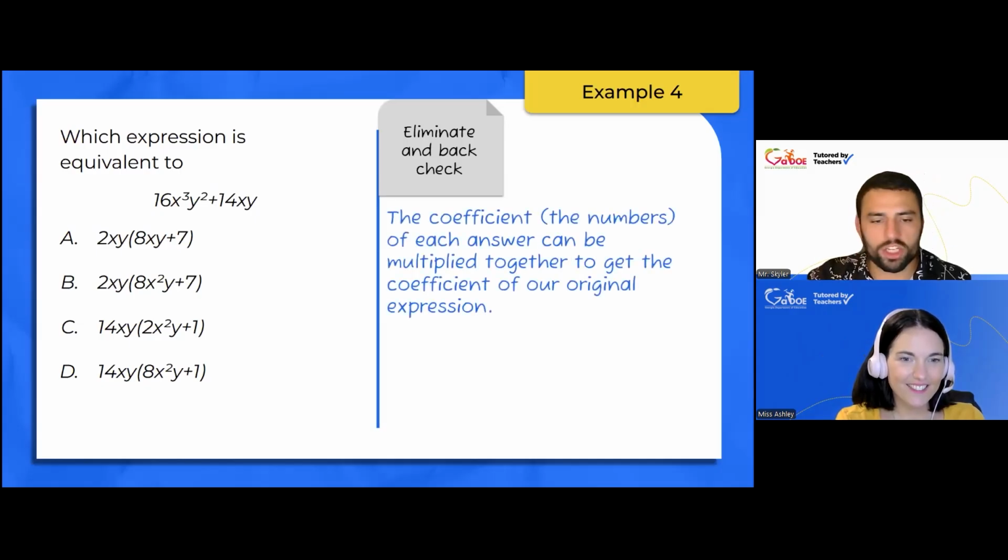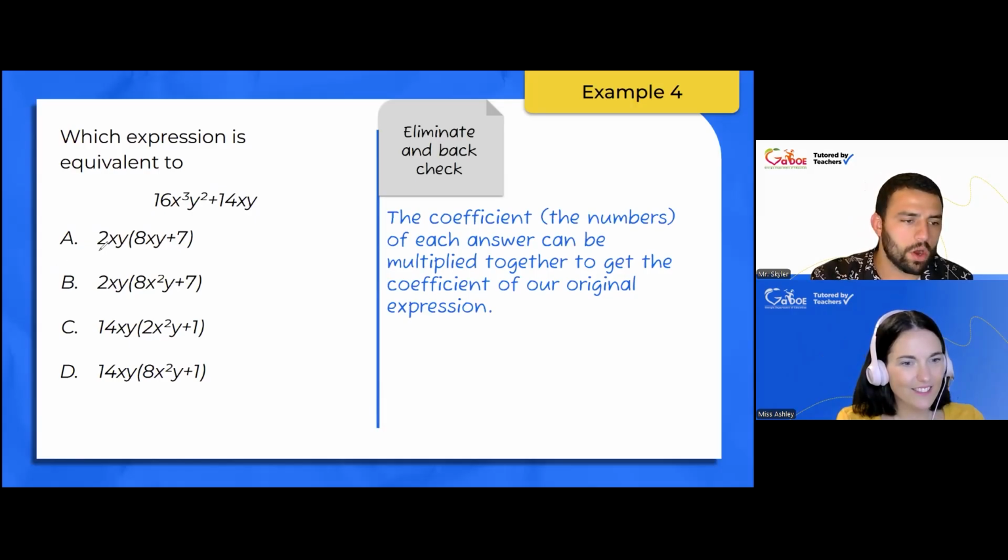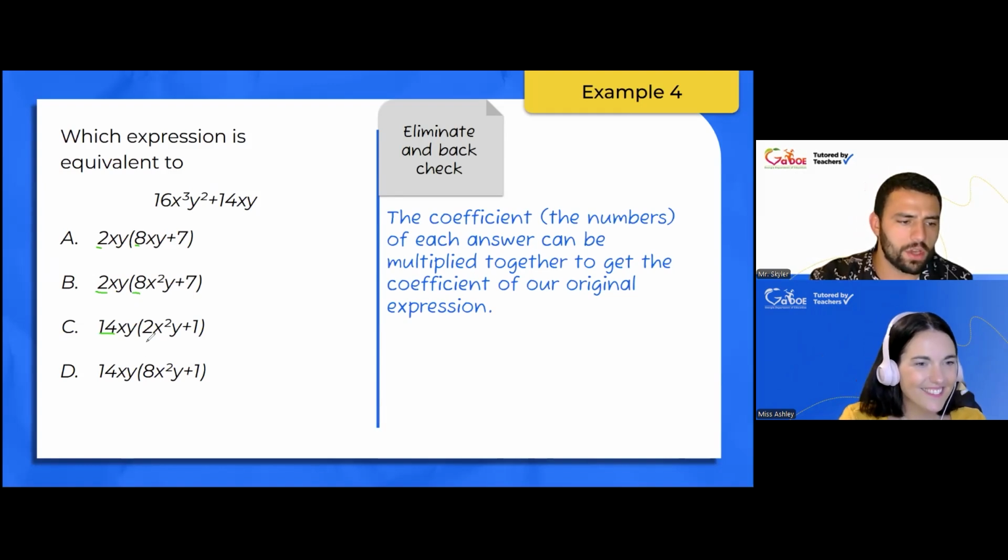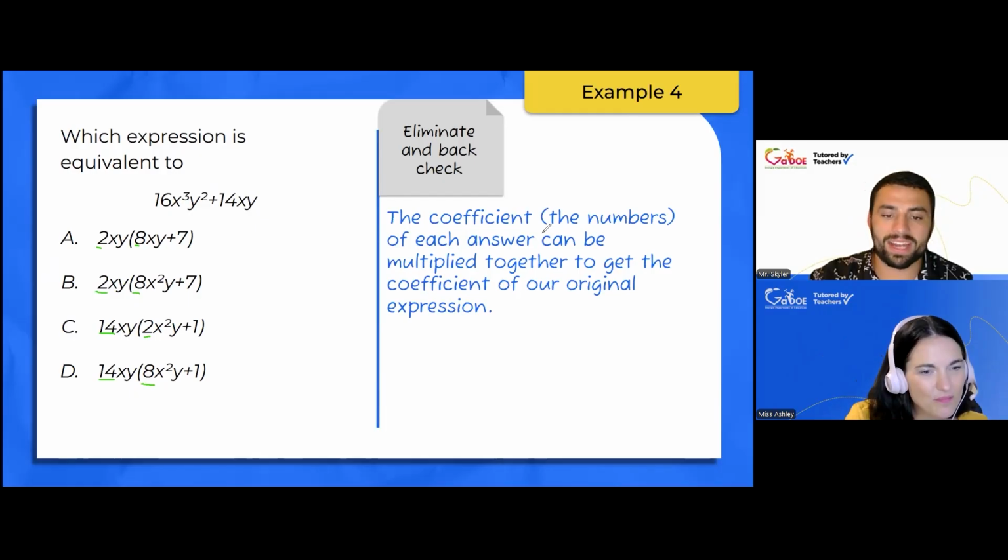Now we're going to have the coefficient. Those are the numbers in front of each answer. So remember, your coefficients are these numbers here. I'm going to highlight them in our answers. The 2s and the 8s, those are coefficients. The 14s and the 2s are coefficients. And the 14 and the 8, all coefficients. Remember those vocab? They could ask you questions about what the coefficient would be.